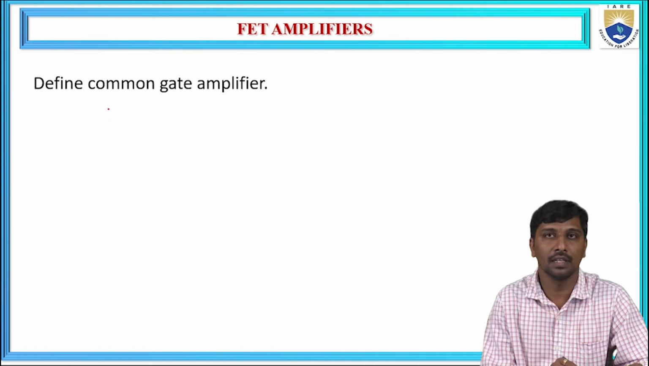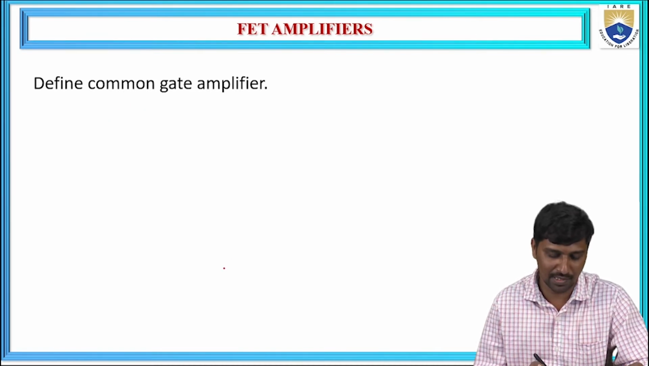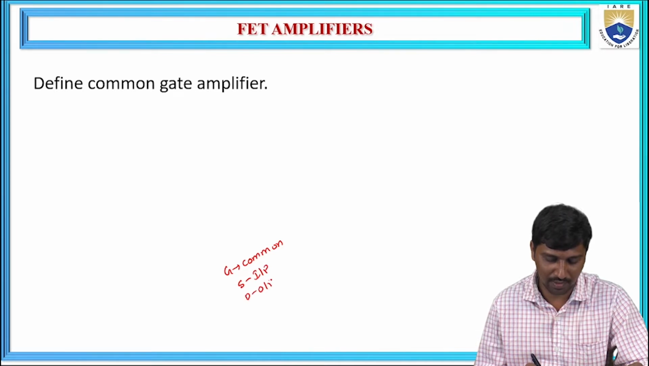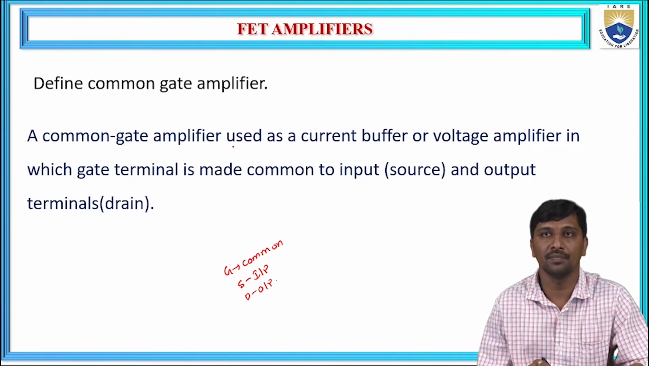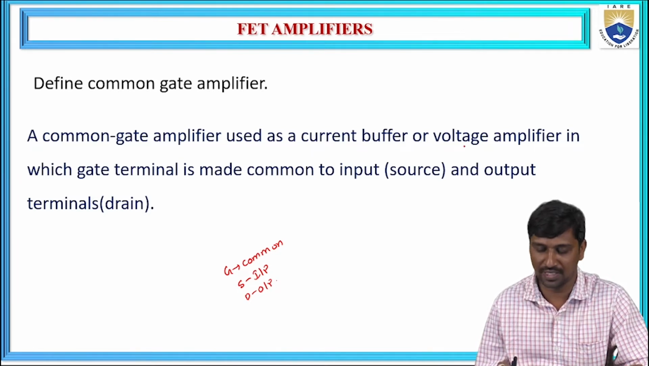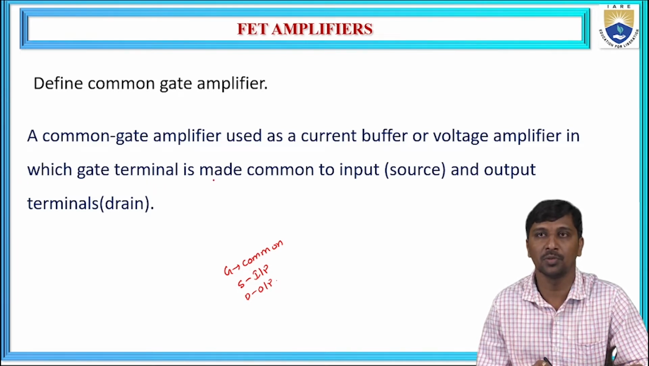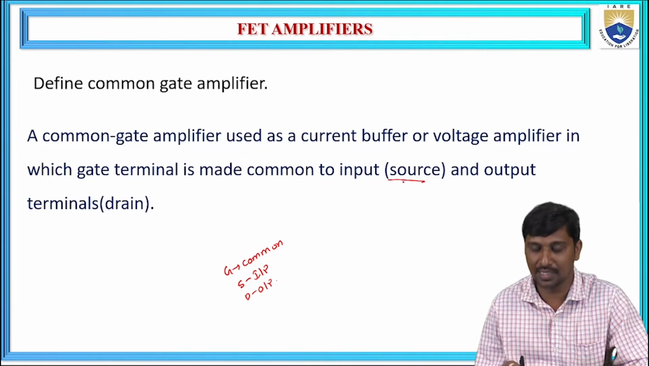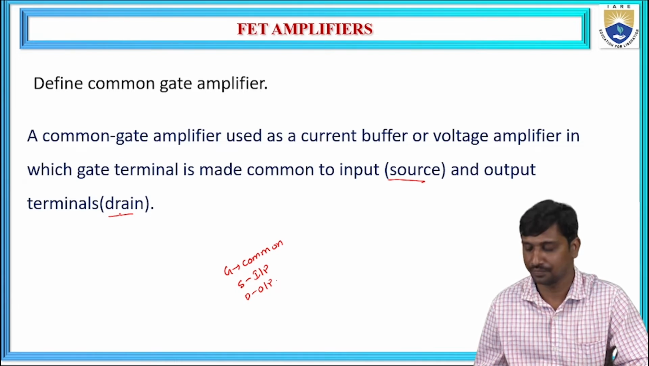Similar to that, define common gate amplifier. What is a common gate amplifier? In this case, the gate acts as the common terminal, the source is the input, and the drain terminal is the output. Hence a common gate amplifier is used as a current buffer or a voltage amplifier, in which the gate is common to both the input side and output side signals. The input is considered the source and the output terminal is considered the drain.